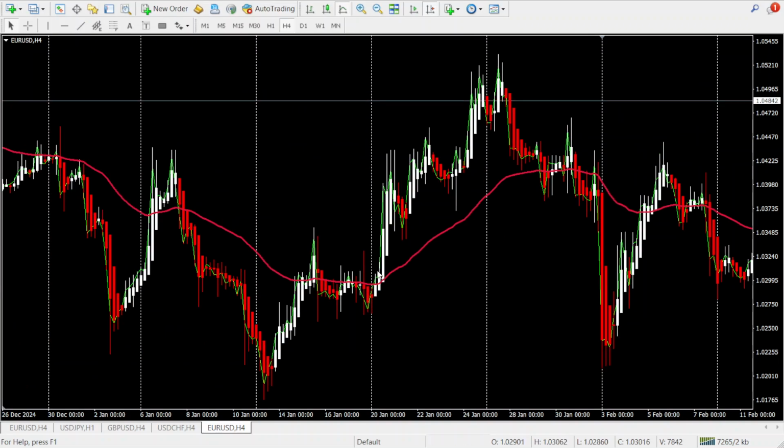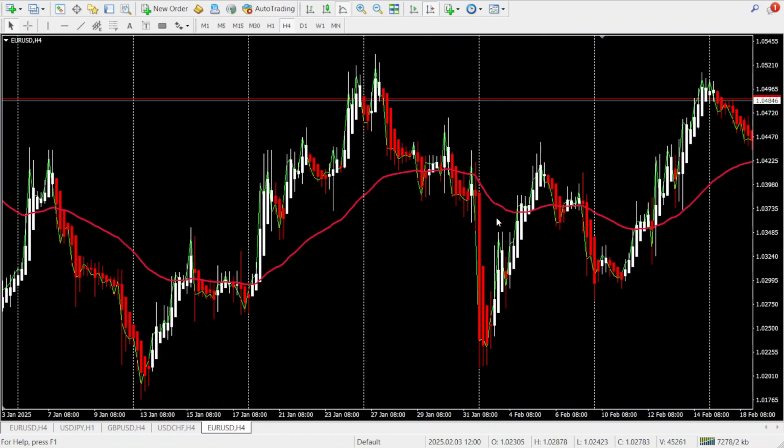So if you see a white candle forming above the 50 EMA, that could signal a buy opportunity. On the flip side, if you see a red candle forming below the 50 EMA, you might want to enter a sell trade.